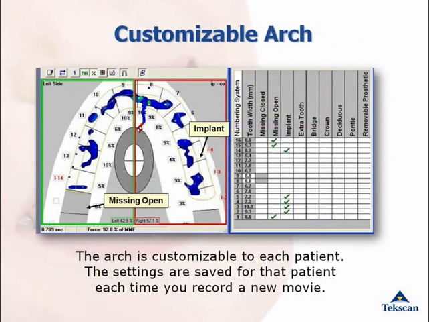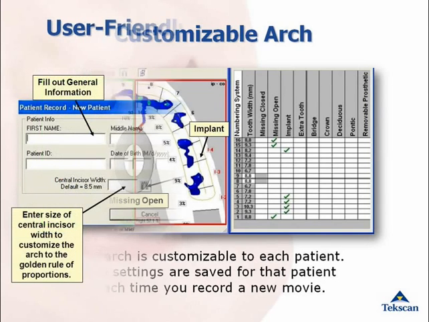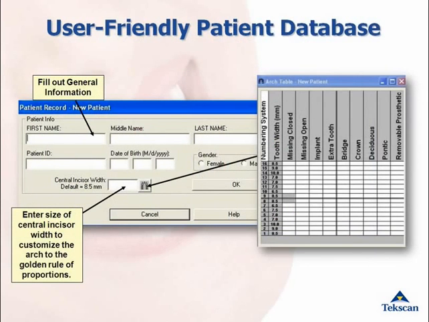The T-Scan gives you the ability to customize the dental arch in the software before each individual patient. You can indicate missing open, missing closed, crowns, implants, and more. This can be done either before or after taking a recording of your patient's bite. The T-Scan includes a patient database. Bridges are available with many of the practice management systems on the market today. It is easy to network the T-Scan system to use in multiple operatories.